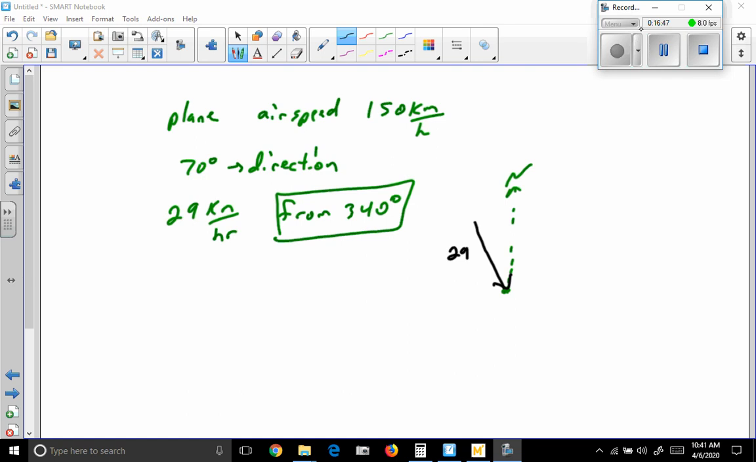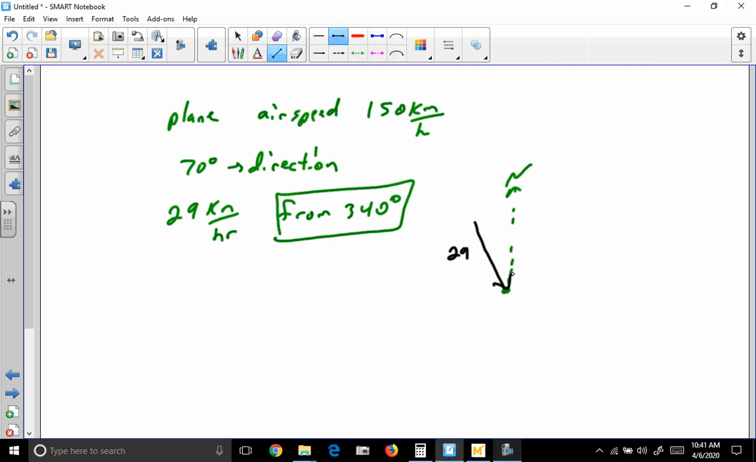70 degrees is the direction that the airplane is going. So not actually its heading, not where it's pointed, but that's where it's going. So 70 degrees would be somewhere like so. So essentially that's the resultant. When we add the heading that the airplane is pointed, the person in the pilot seat points the airplane in a certain direction, the wind blows it off course, and this is the result of where it goes.